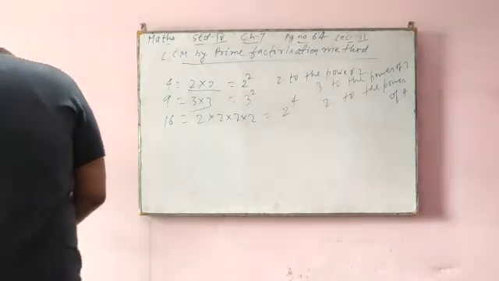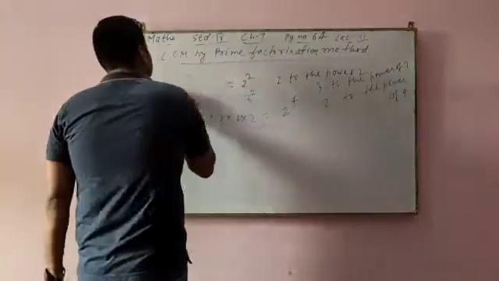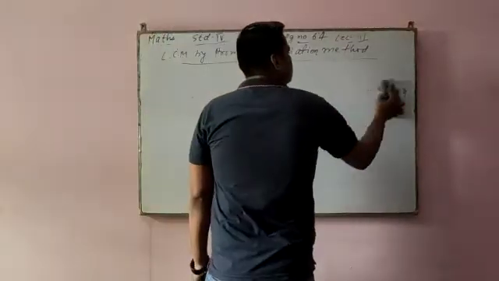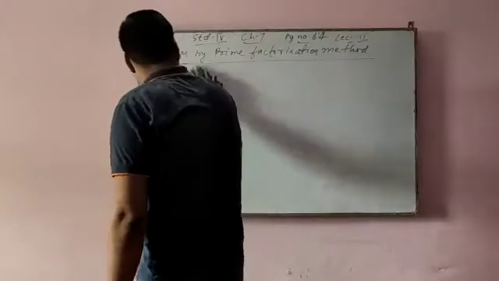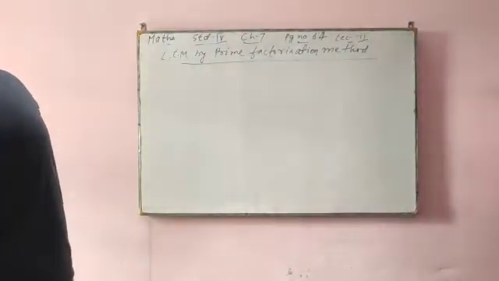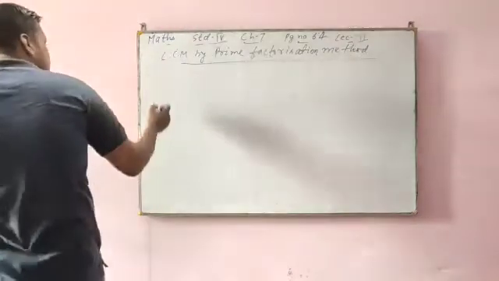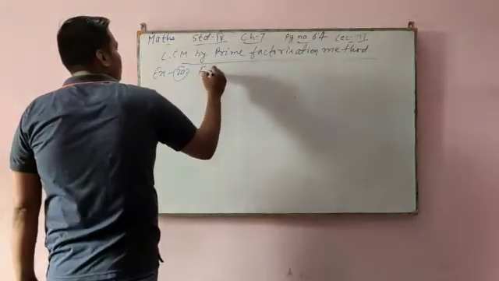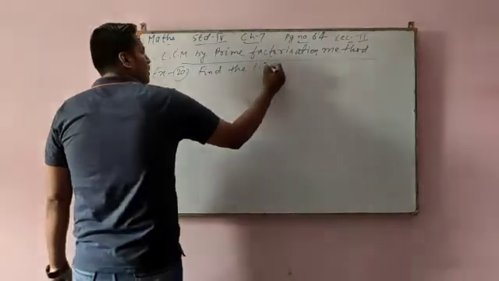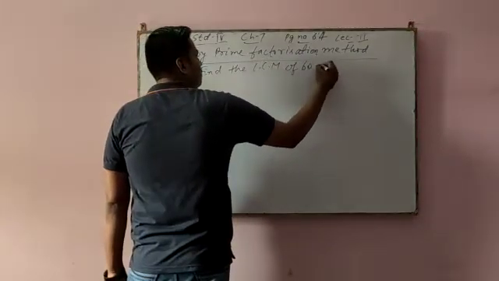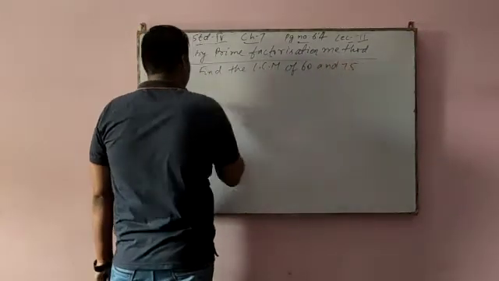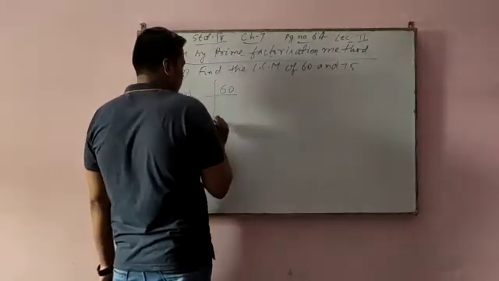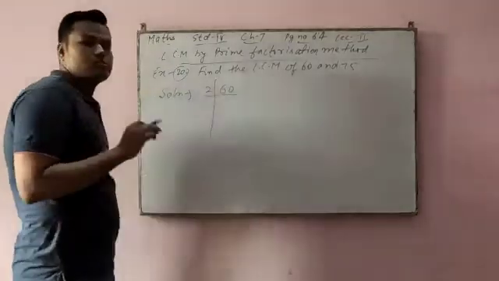Now we will come to examples. Example number 20 we will see in this. So come to example number 20. Find the LCM of 60 and 75. Come to the solution. So first find the prime factorization of 60. Always start from the smallest table.